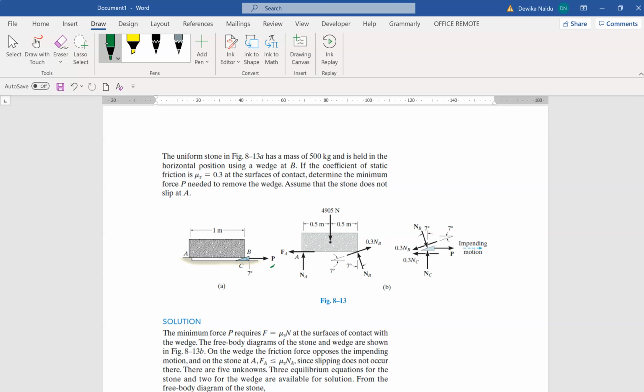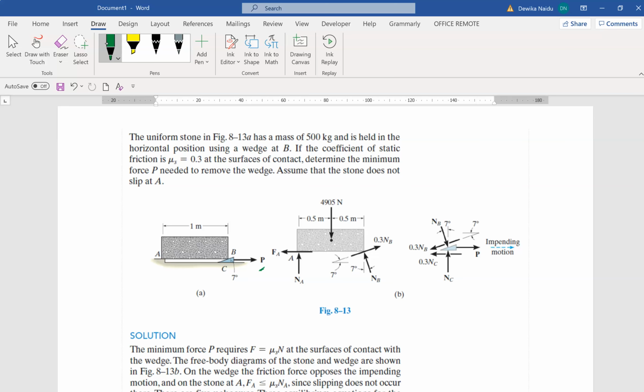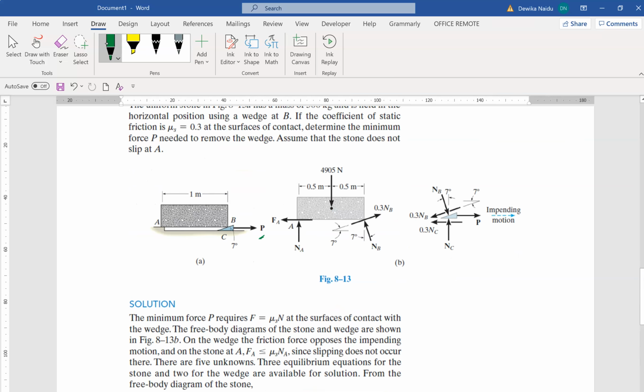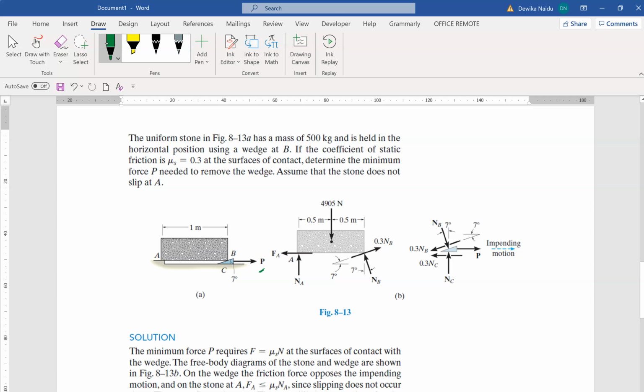The uniform stone has a mass of 500 kilogram and is held in a horizontal position using the wedge at B. If the coefficient of static friction is mu equals 0.3 with the surface of contact, determine the minimum force needed to remove the wedge. Okay, the most important thing you should do is, number one, look at the diagram that's given.